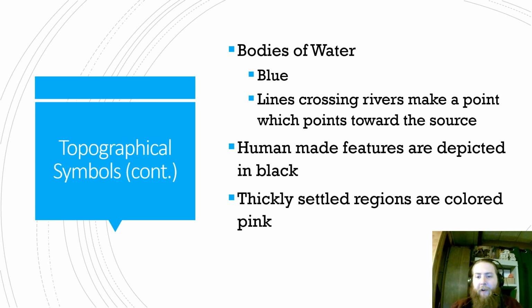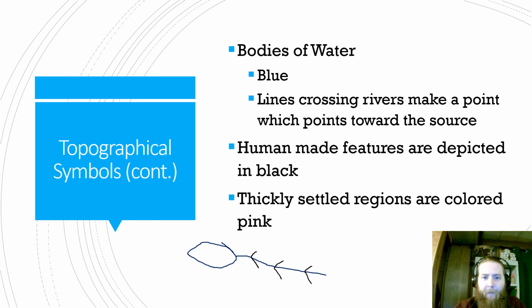For your bodies of water, they're always going to be in blue. Lines crossing a river are going to point towards the source. So if you have a river running from a lake, when these lines cross, they're going to be pointing towards the source, back up the hill.